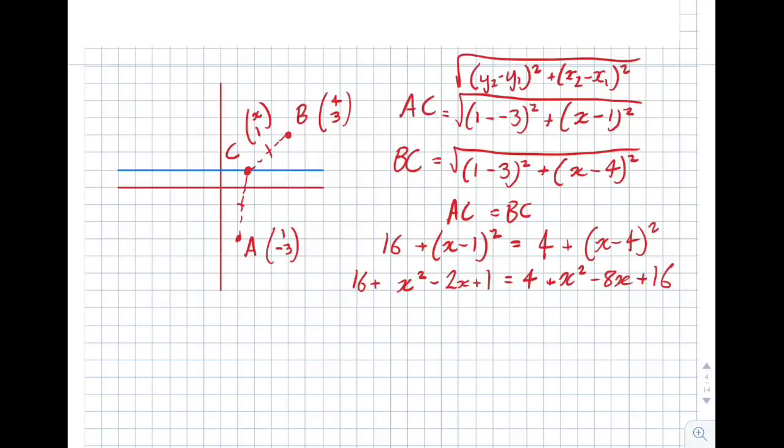Okay, so let's group everything together and see what we can do. Now, first off, I can see I've got a 16 on both sides I can cancel. An x squared on both sides I can cancel. So if I add 8x, I'm going to have 6x equals, so if I throw the plus 1 on the left over to the right, I'll have minus 3. So x is minus a half. So now my position vector of C is going to equal minus a half i, because I know that x is minus a half, plus 1j, because we know it lies on the line y equals 1.